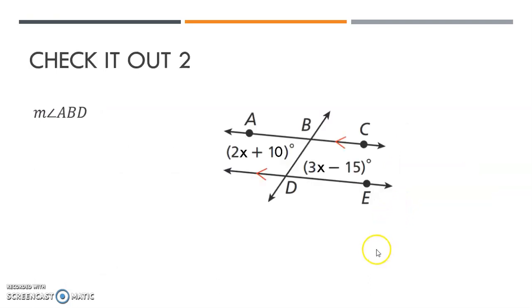In check it out number 2, they wanted the measure of angle ABD. Now the 2x plus 10 refers to angle ABD, and the 3x minus 15 refers to angle BDE. I know this diagram isn't the best because they made this really big and it's like, well, what's it pointing to? The 3x minus 15 is this angle here. The 2x plus 10 is this angle here. So do that on your response sheet, and then we have one more example to look at.